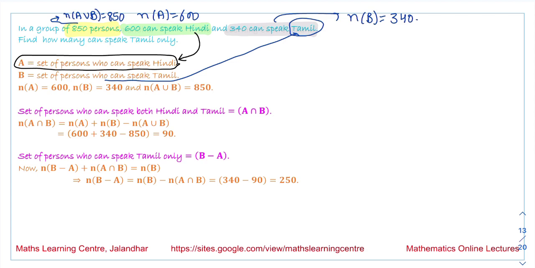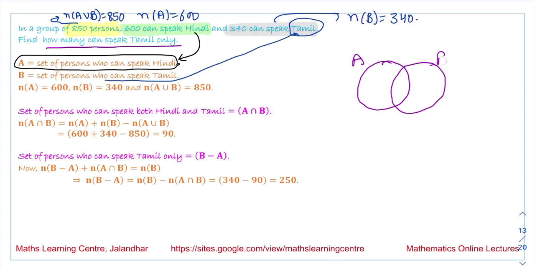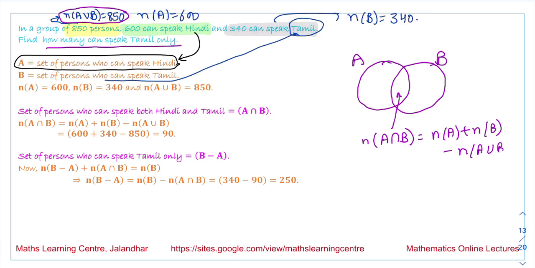We have to tell how many speak Tamil only. So this is the situation given to us. This is the set A, those who speak Hindi. This is the set B, those who speak Tamil. And A union B is given to us. So we want to calculate the value of A intersection B first. The number of elements in A intersection B is equal to the number of elements of A plus the number of elements of B minus the number of elements of A union B.